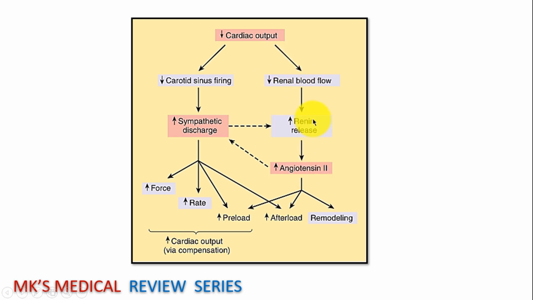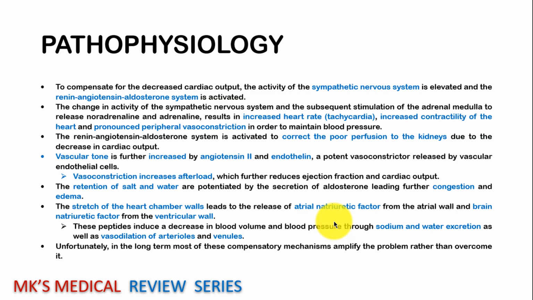And then, of course, the renin is going to increase the production of angiotensin 2. I've skipped so many steps here. Angiotensin 2 is also going to stimulate an increase in sympathetic discharge. Remember that the sympathetic discharge is then going to lead to an increase in the force, the rate, the preload, the afterload. Angiotensin 2 is also going to increase the preload and the afterload. And of course, there's also going to be some remodeling that may be happening to the heart: the dilatation, the hypertrophy initially, and then eventually dilatation.